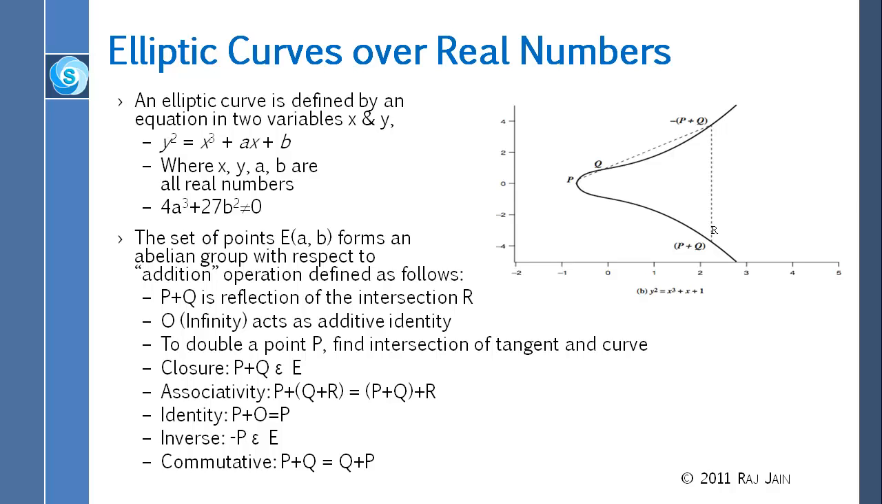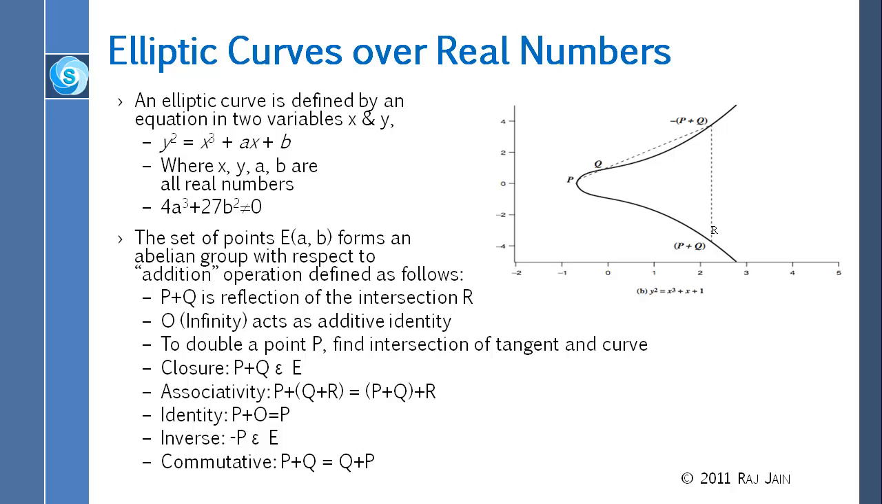And infinity acts as an additive identity. Infinity is somewhere there, x equal to infinity, y equal to infinity. That is the additive identity. Now this is the problem. It is an additive identity, and additive identity generally is called 0. So the infinite point is the 0.